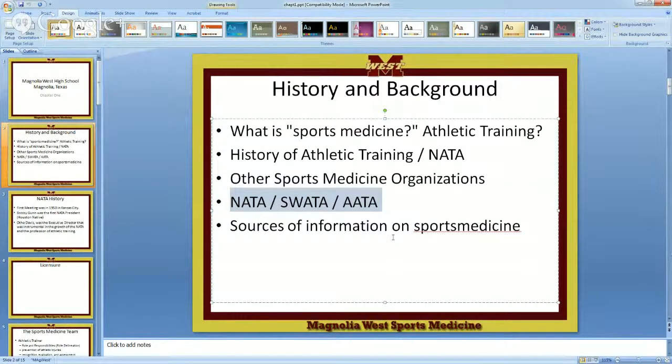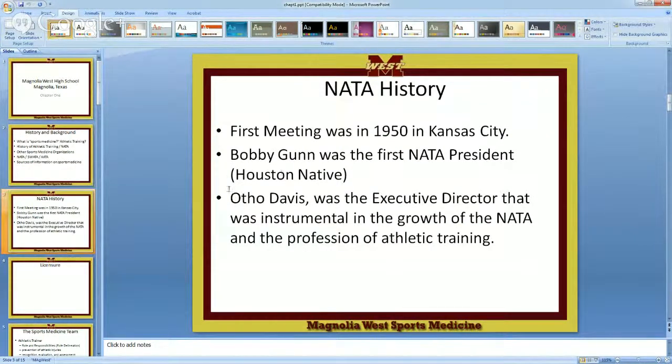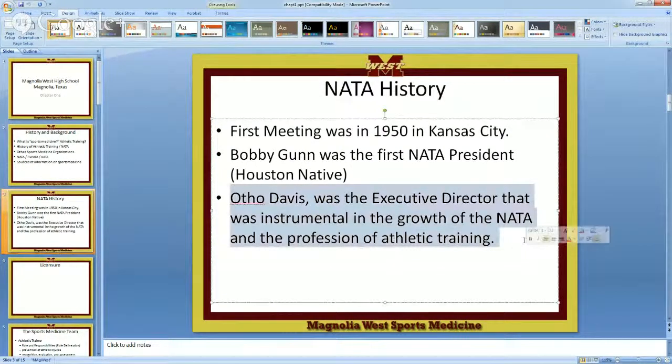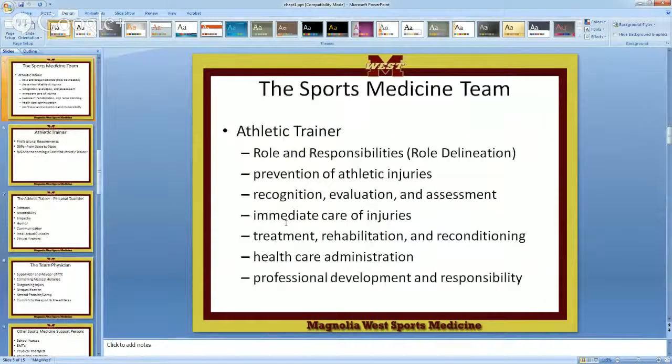The next page or next slide. Okay, remember that Otho Davis was the executive director that was instrumental in the growth of athletic training. It's not Jerry Ray, it's not Bubby Gunn, and it's certainly not Philip Narducci. You might remember that story I told you there in class. All right, go down to slide 5.